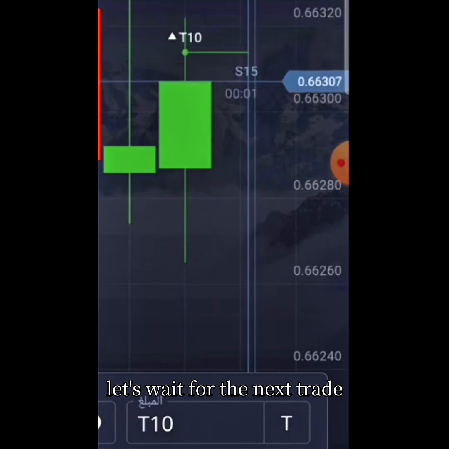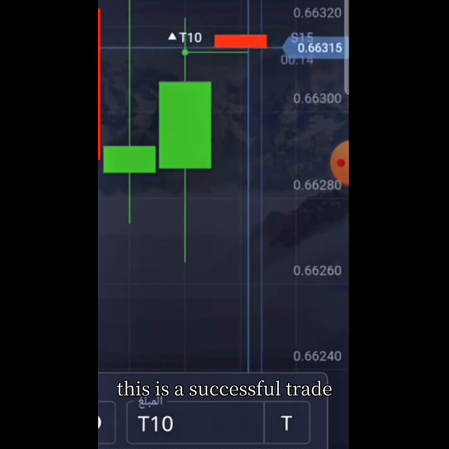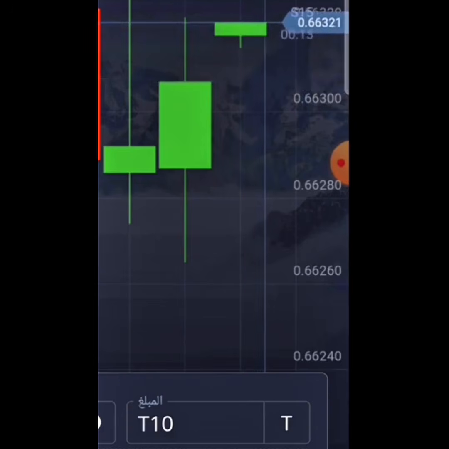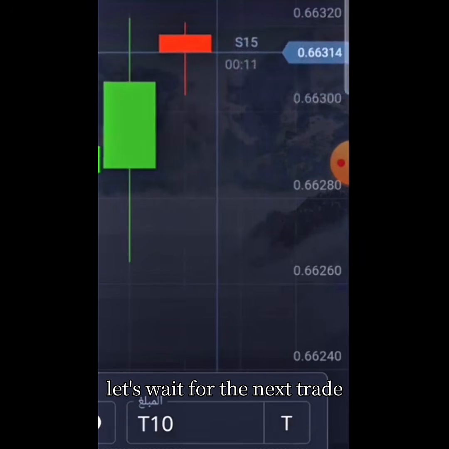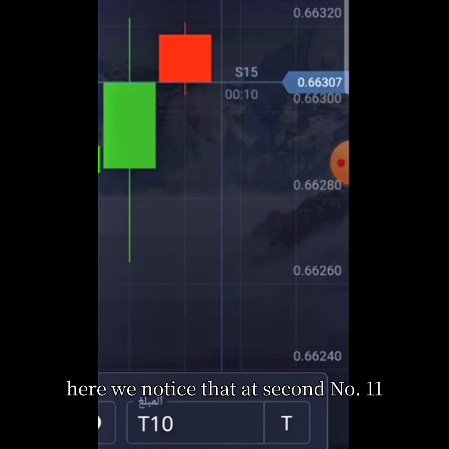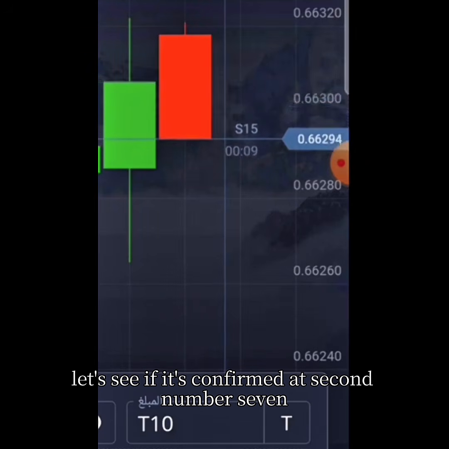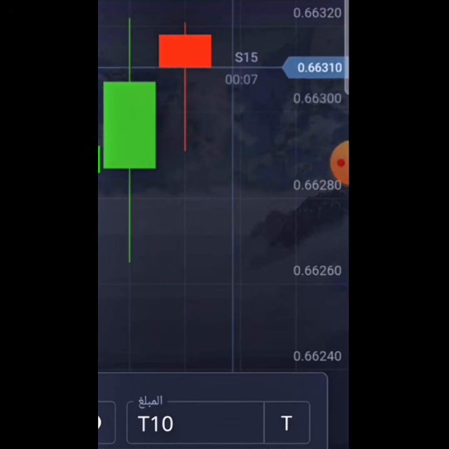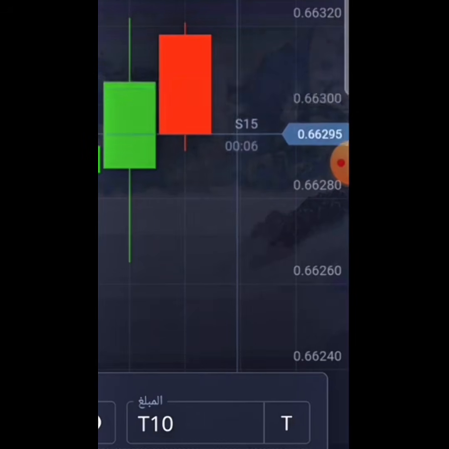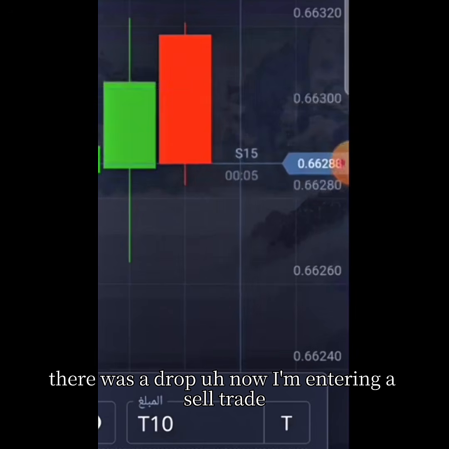Let's wait for the next trade. This is a successful trade. Let's wait for the next trade. Here we notice that at second number 11, there was a drop. Let's see if it's confirmed at second number 7. At second number 7, there was a drop. Now I'm entering a sell trade.